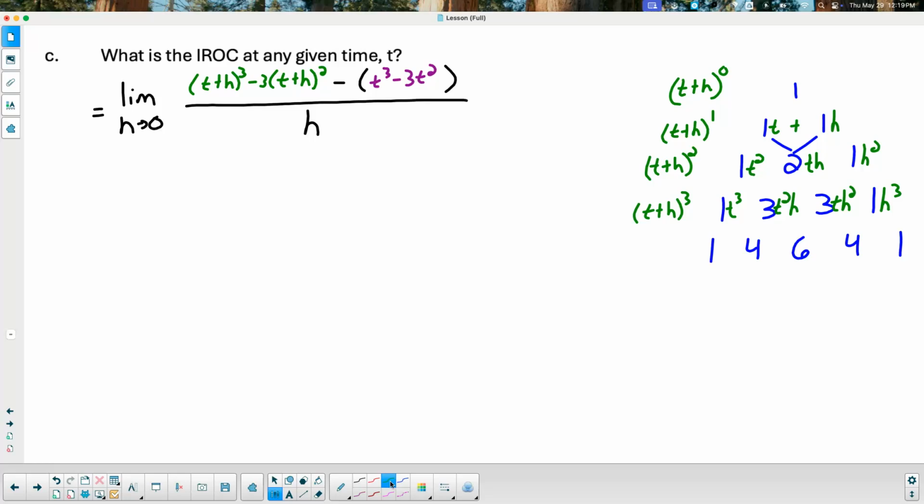Next one would be t plus h to the fourth power. T to the fourth power h to the 0. T cubed h. T squared h squared. T h cubed. h to the fourth power.